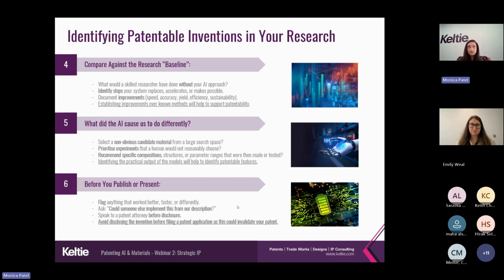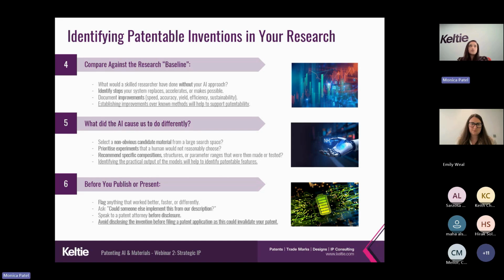One of the key points here is to document improvements. I touched on this in the previous slide, but documenting improvements with respect to that baseline is beneficial. So improvements such as speed, accuracy, yield, efficiency, and sustainability. The reason this will help is because establishing and noting down these improvements over what's already known will help to support the patentability criteria. So it will contribute towards the inventive step of your invention.